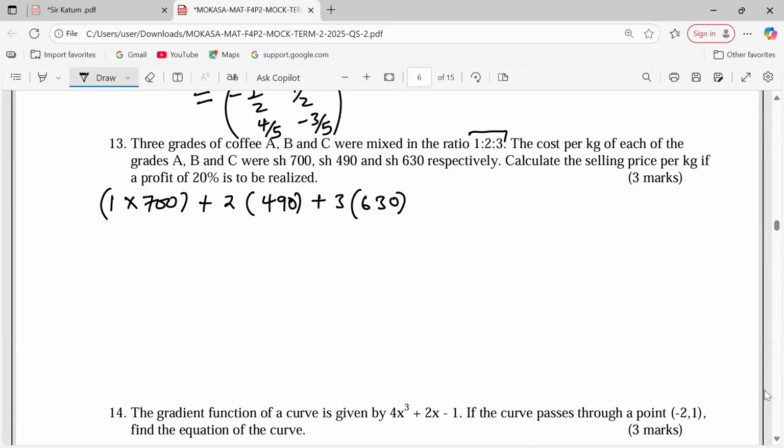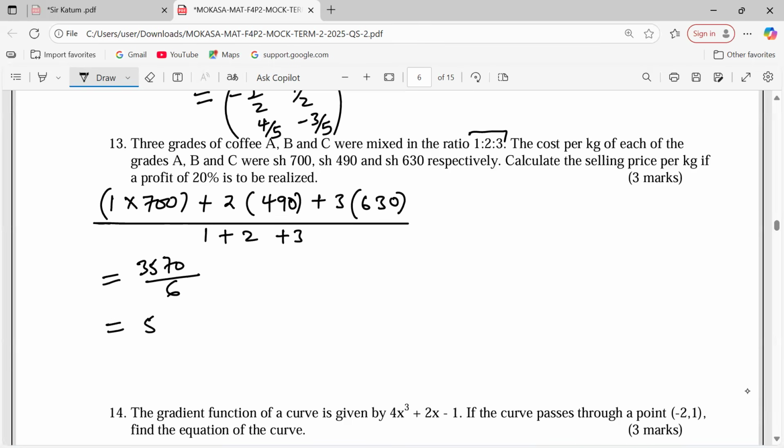Then this will be the cost of the mixture. But now per kilogram, we shall divide by the kilograms in this mixture. The kilograms are 1 plus 2 plus 3. So we'll be dividing by 6. What are we dividing by 6? 700 plus 2 by 490 plus 3 by 630. This is going to give us 3570. Then when we divide this by 6 kilograms, we discover that a kilogram has a price equal to this. This is the cost price of a kilogram, Kenya shillings.